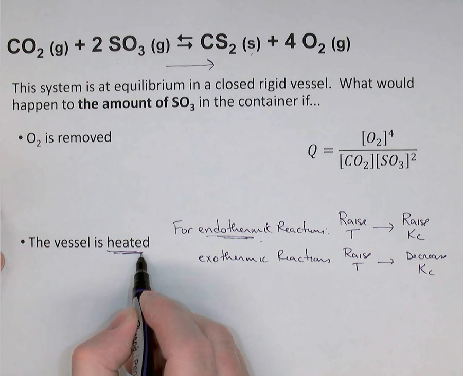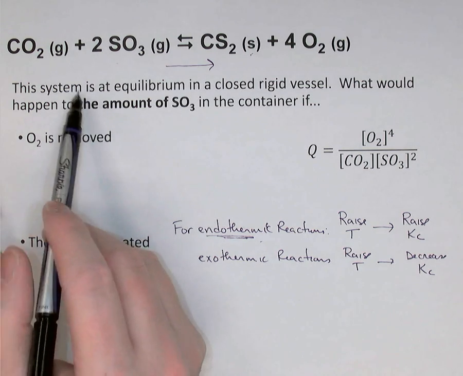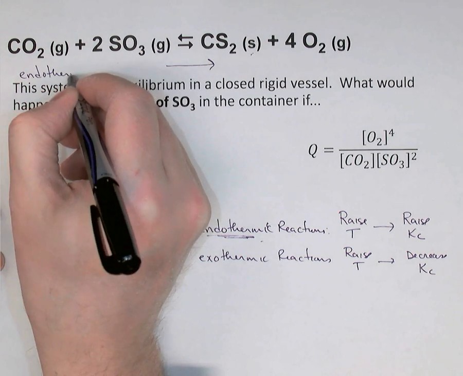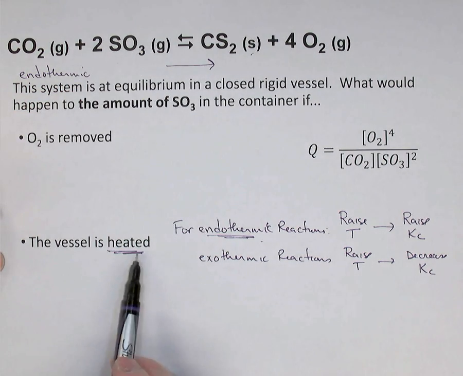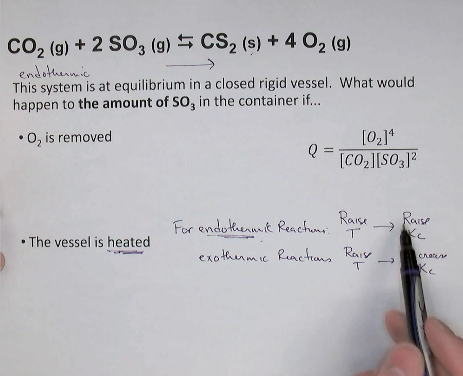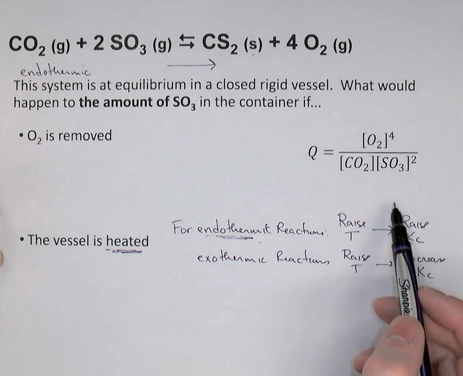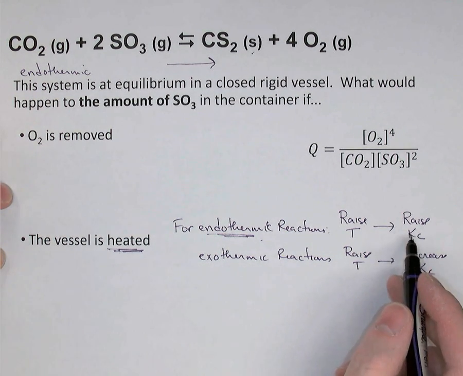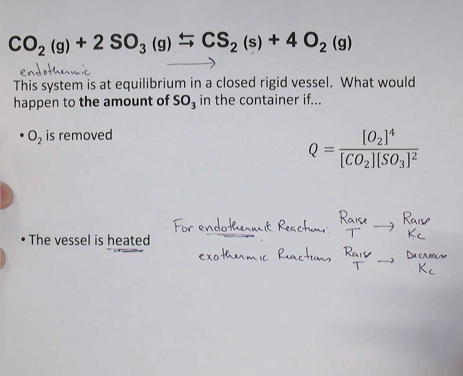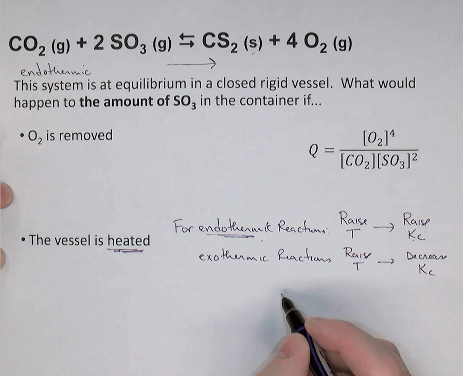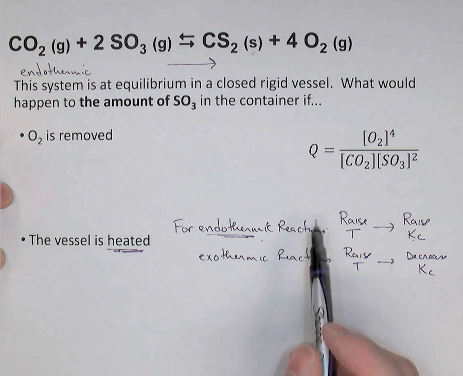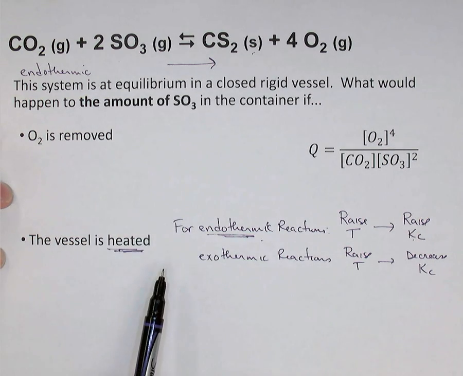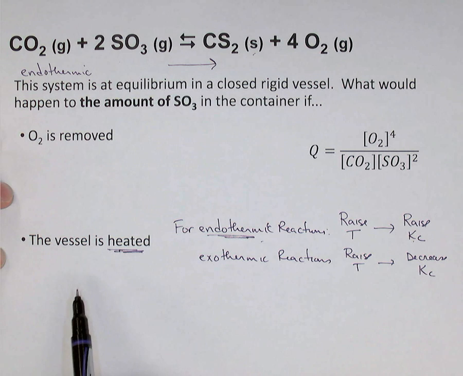So if we've heated the vessel, and we see that this was an endothermic process, the original sheet said it was an endothermic reaction, then raising the temperature is going to raise Kc. So what we would say if we were arguing from a Q perspective is that Kc has been raised because the reaction was endothermic. Kc is larger. Therefore, Q is now less than Kc. If Q is less than Kc, as we've seen before, there'll be a forward shift in equilibrium. You'll end up with less SO3 in the container.